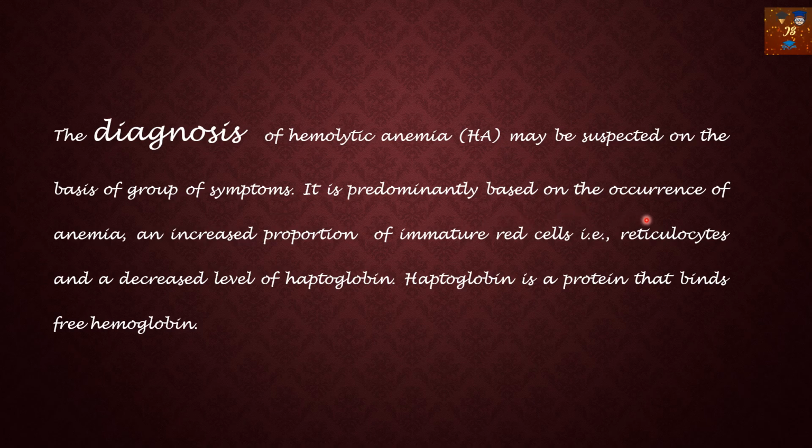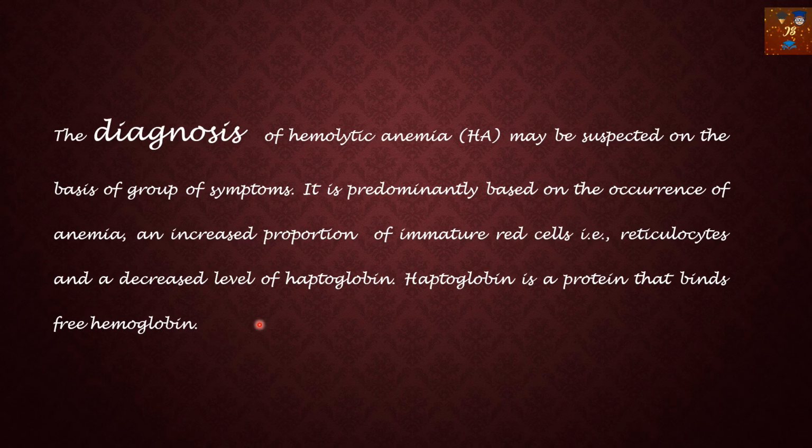It is predominantly based on the occurrence of anemia. First of all, a person should have anemia or the symptoms of anemia, then we will classify whether it belongs to hemolytic anemia or not. An increased proportion of immature red cells, that is reticulocytes. Hemolytic anemia means absence or very few mature red cells are present, along with a very small amount of hemoglobin. So if there are no mature red blood cells, what will be present in the circulation? Immature red blood cells, that means the reticulocytes, and a decreased level of haptoglobin. What is this haptoglobin? It is a protein that binds the free hemoglobin.